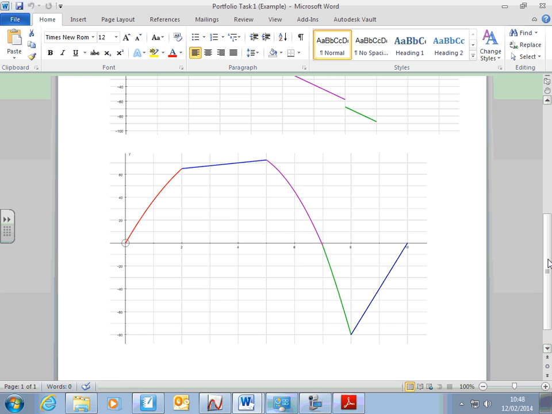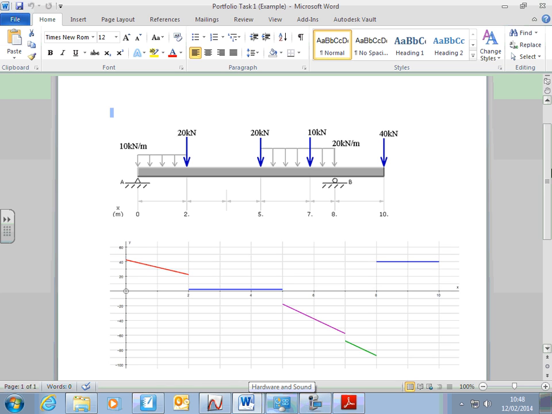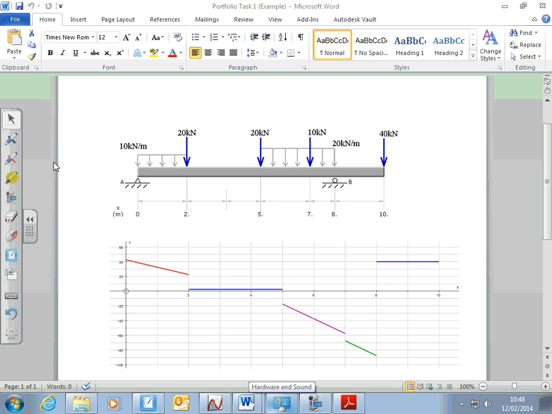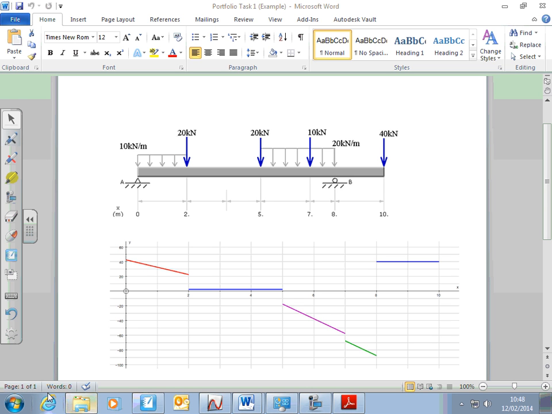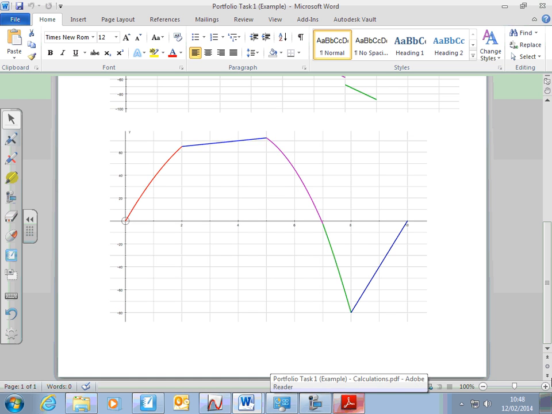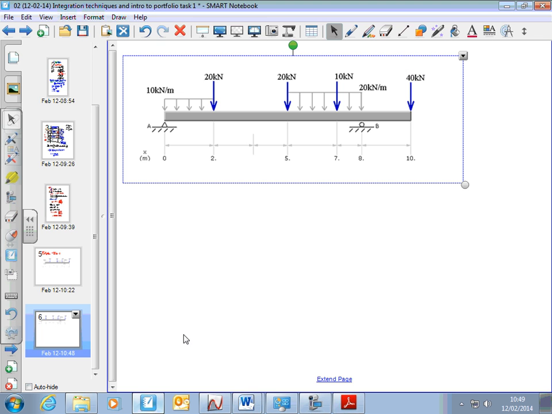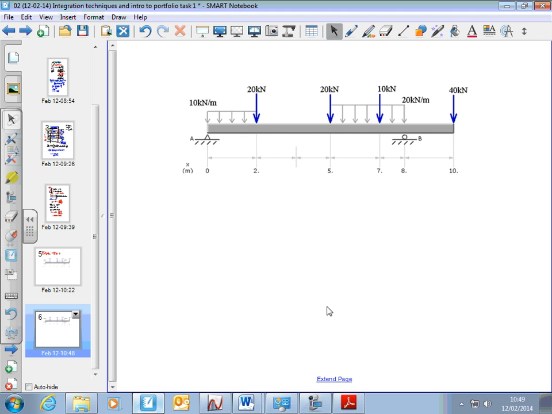So the first thing we've got to do with this is to work out what the reaction forces are at the two supports, A and B. So let's do that. The sum of the moments about A.